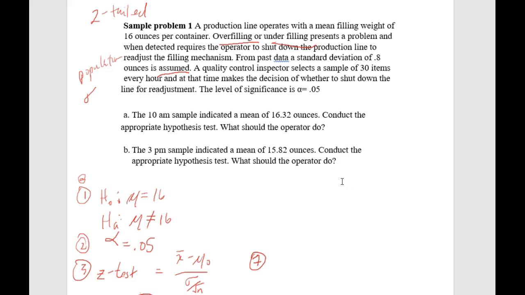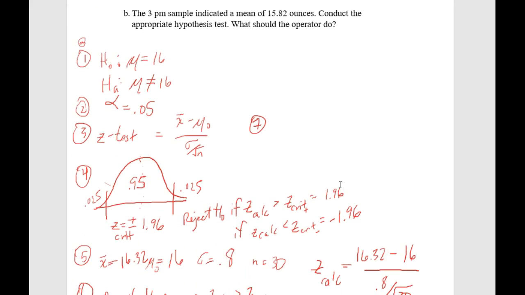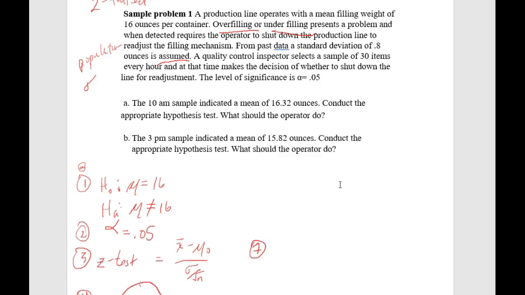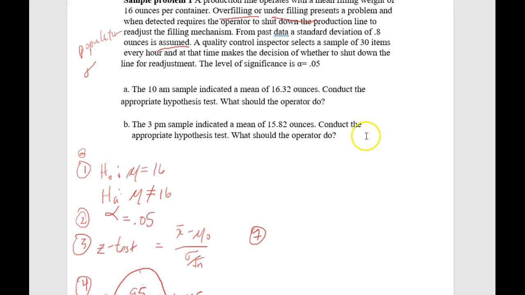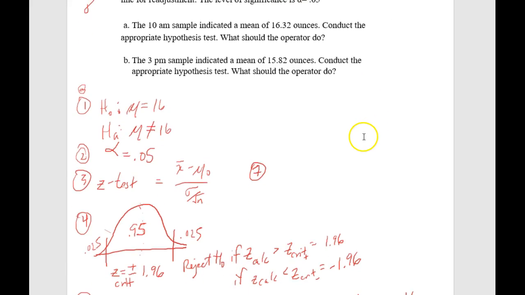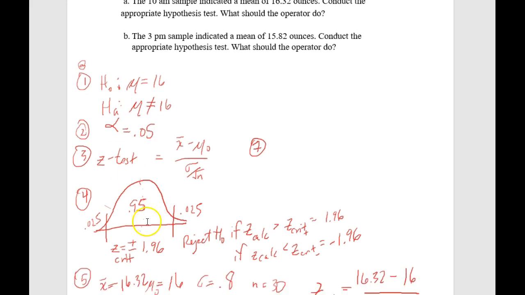Okay, so what I will say about B is that B only gets different at step 5, right? B says the 3 p.m. sample indicated a mean of 15.82 ounces. Conduct the appropriate hypothesis test. What should the operator do? The only thing that we're changing is that piece of information. Everything up through step 4 is the same: same hypothesis, same significance level, same test, same rejection region.